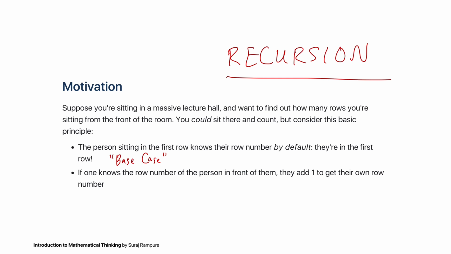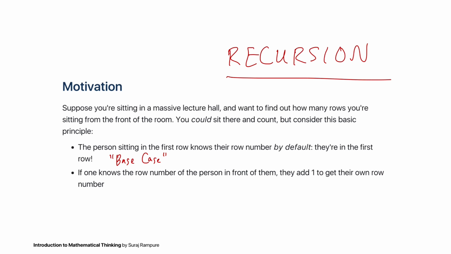So the person at the very front of the room, they know they're in the first row. So that's assumed by default. And then, how can we transmit information from the person in row n to the person in row n plus 1? Well, you just tell the person behind you your row number plus 1. Is that clear? So suppose you're in the first row, you know you're in row 1. Otherwise, if you're in some arbitrary row, the row of the person behind you is your row number plus 1.